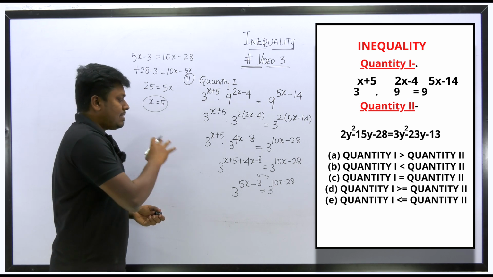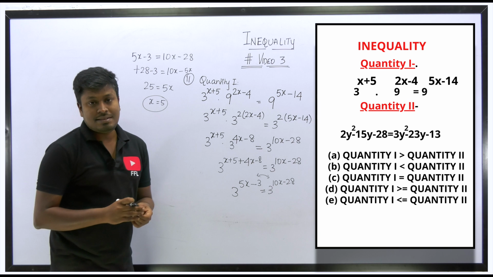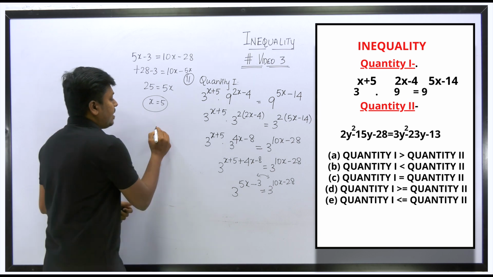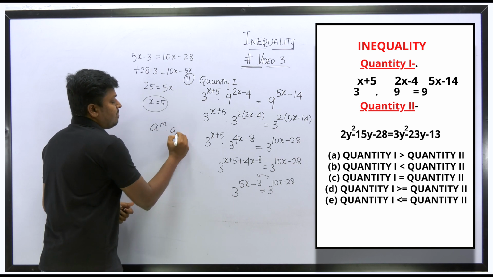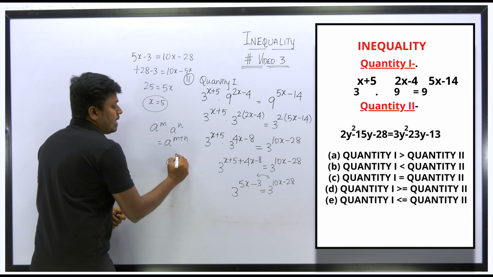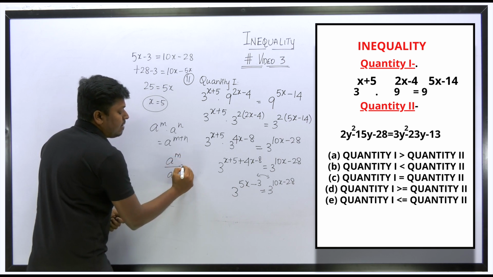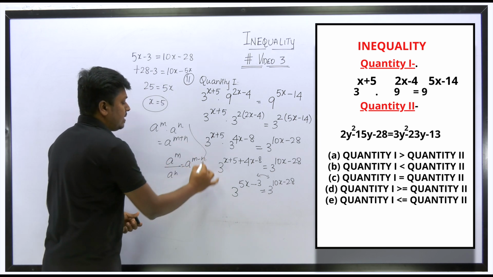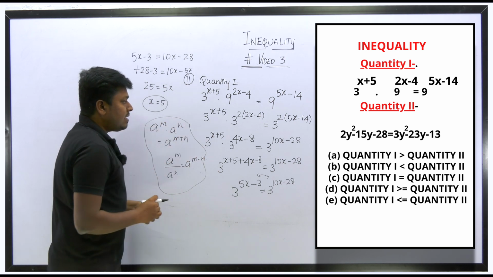Once understood, it's a kind of surds and indices topic equation. In surds and indices we have learned a power m, right? I hope you remember all these stuff. A power m, a power n will be a power m plus n. Similarly, a power m divided by a power n will be a power m minus n. These are the basic formulas of surds and indices, and that's the thing we have applied here.